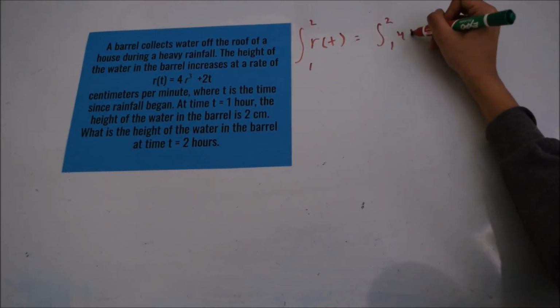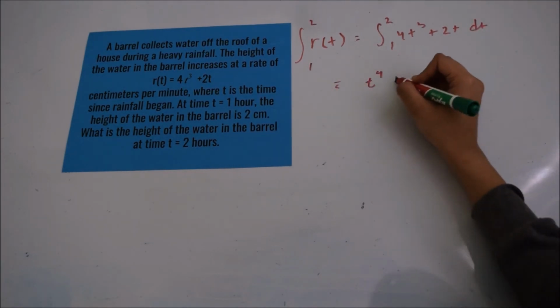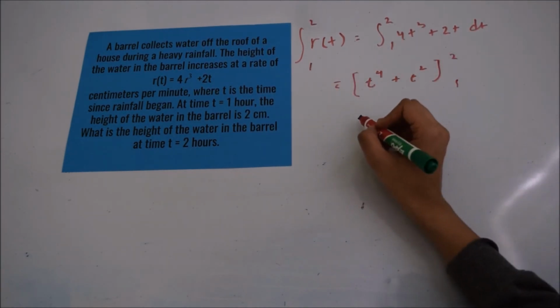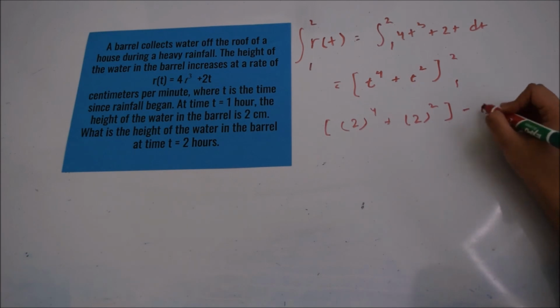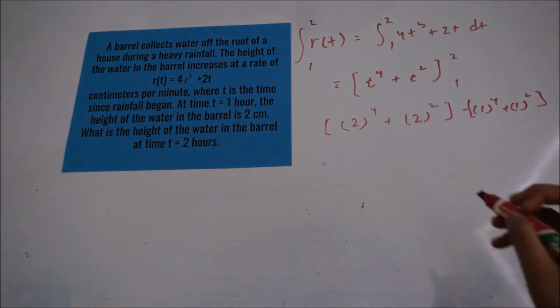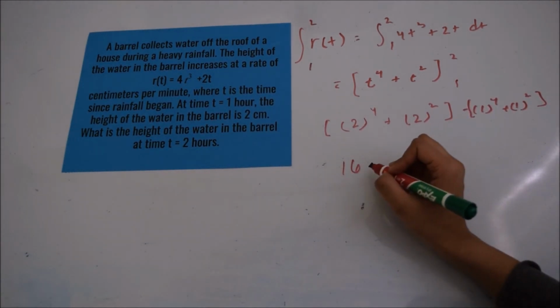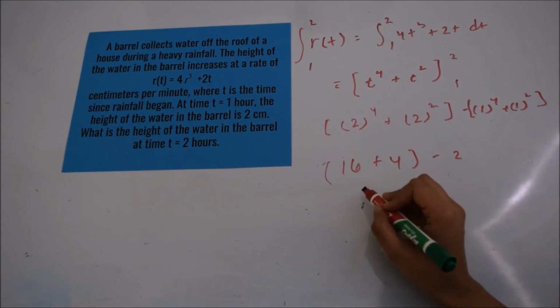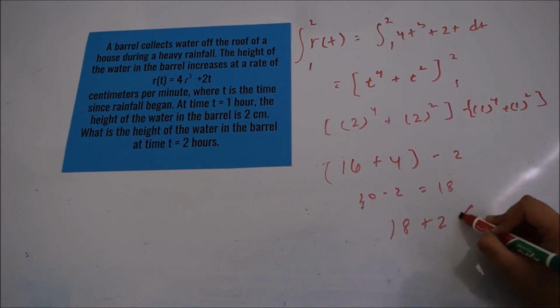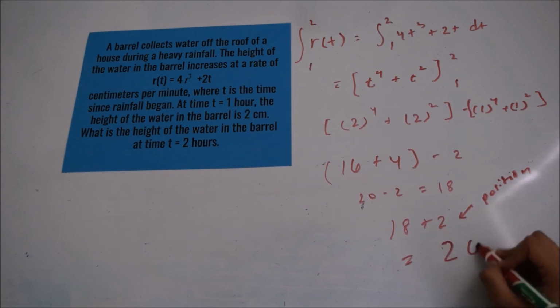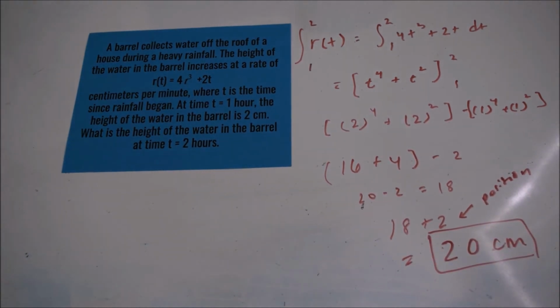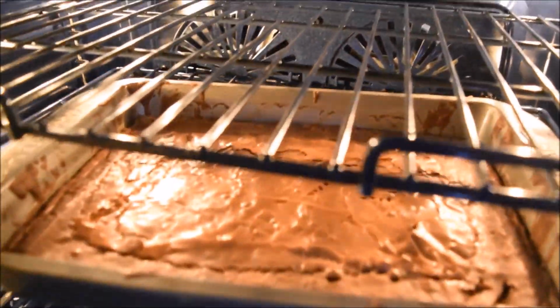This question requires us to calculate the amount of water in the barrel. Therefore, we will take the integral of the rate function to find the amount. After taking the integral of the function and evaluating from 1 to 2, we need to add 2 to the final value since that is the initial value given in the question. The final answer after evaluating the integral is 20 centimeters. And now your brownies are finished!